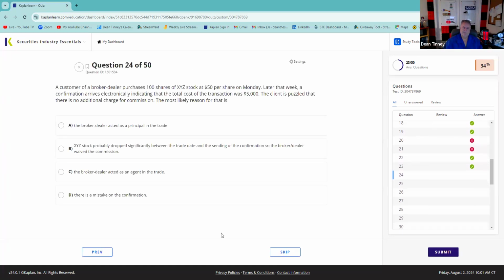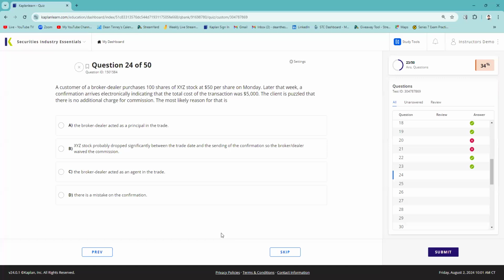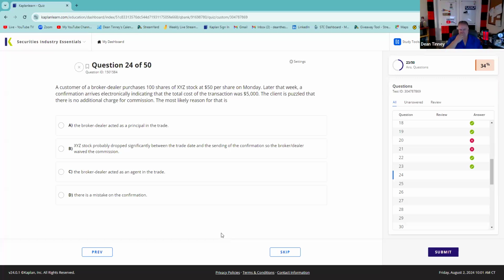A customer at a broker dealer purchases 100 shares of XYZ stock at 50 on Monday. Later that week, a confirmation arrives electronically saying the total cost was $5,000. The client is puzzled that there's no additional commission. The most likely reason for that is... I kind of like this one. This one's kind of interesting.